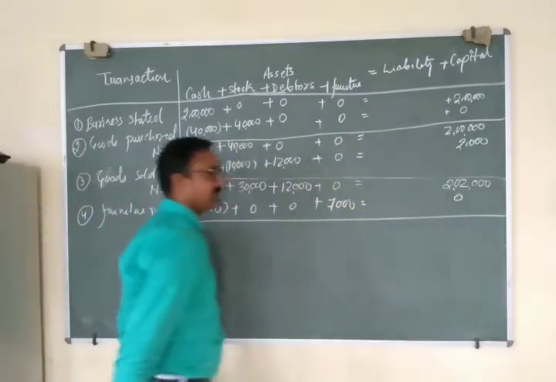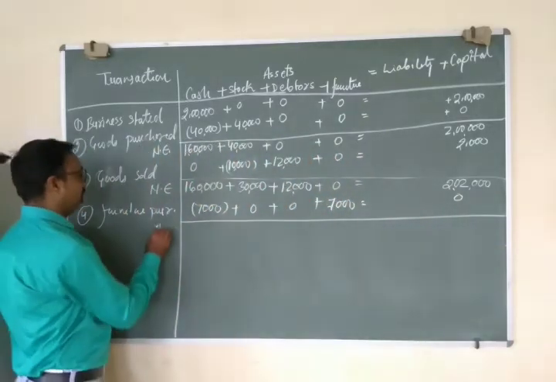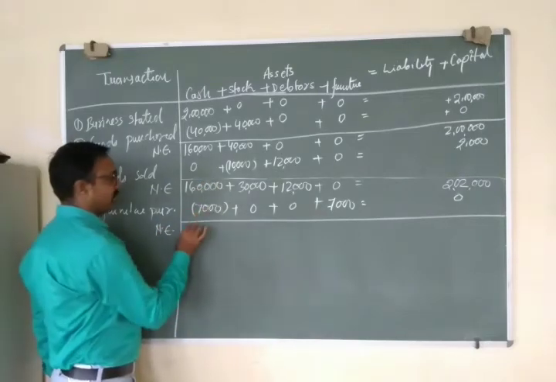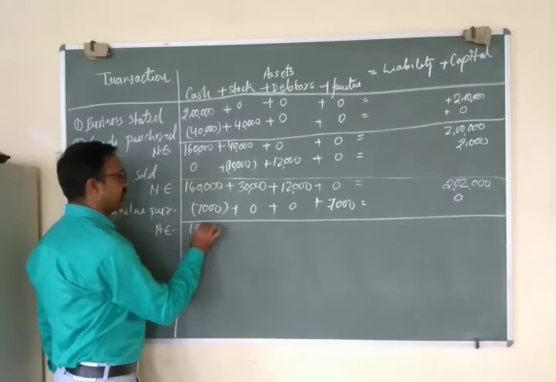Just cross check, just revise. New equation. What is our new equation? 1,60,000 minus 7,000 is equal to 1,53,000.